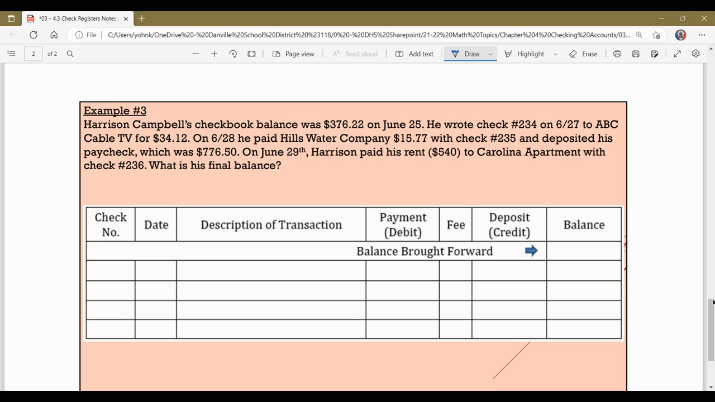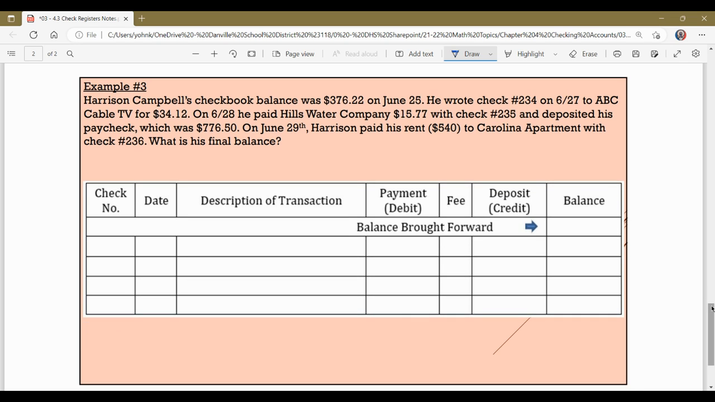All right. Number 3, Harrison Campbell's checkbook balance was $376.22 on June 25th. All right, let's write that. $376.22, and that was on June 25th. Now, there isn't really a space for it, but I'm just going to put it here. He wrote check number 234 on 6/27 to ABC Cable TV for $34.12.